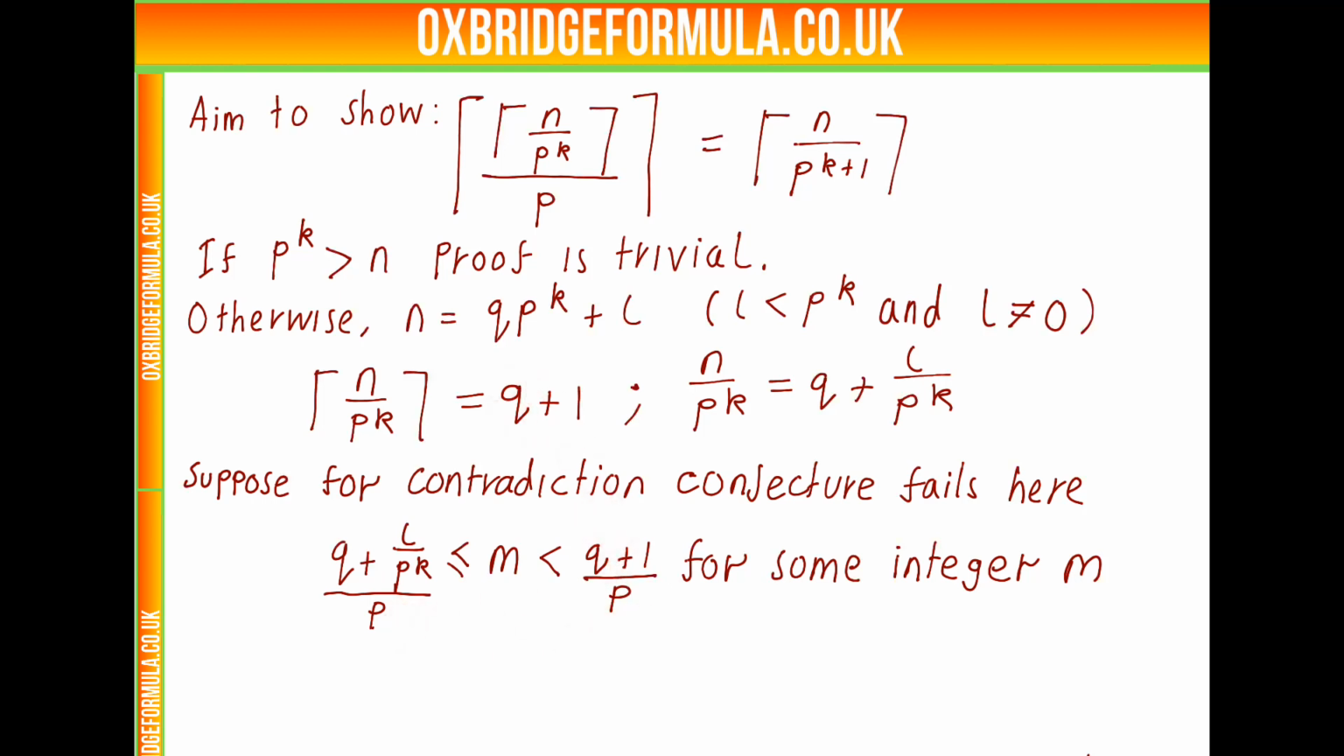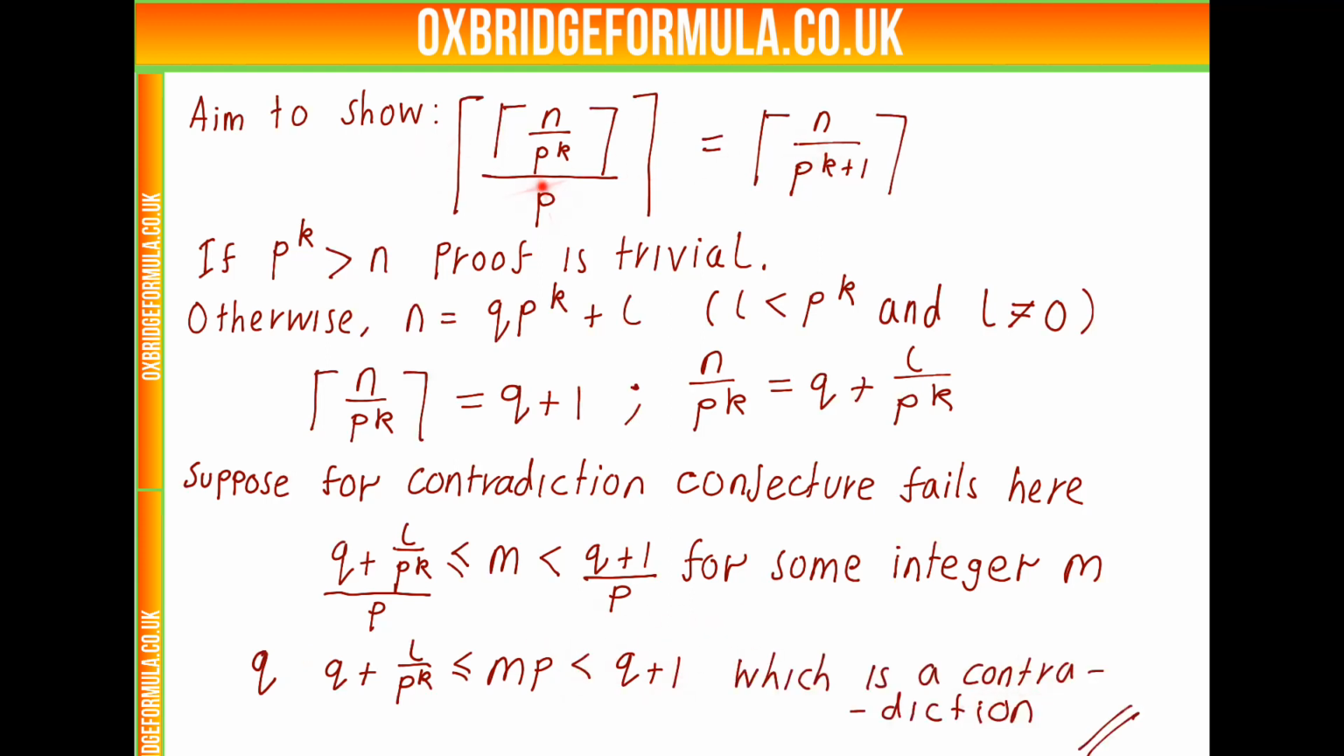Let's times everything through by p. So q plus l over p to the k is less than or equal to mp, which is less than q plus 1. Now, you might be wondering where it's going, but the key is this, that we can write q is less than this because we know l is not 0. So what have we got now? Well, m is an integer and p is an integer, so mp is an integer. So what this line suggests is that between q and q plus 1, there's an integer that's not equal to either of them. Which makes no sense. There's no integer between two consecutive integers. So we've got a contradiction. So we have our claim as required.